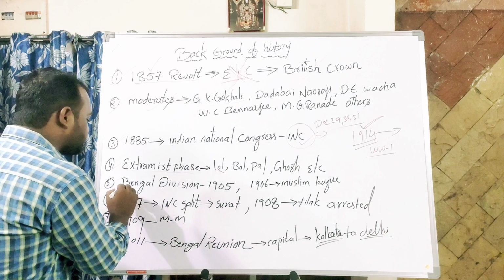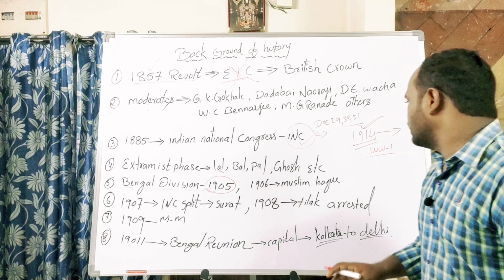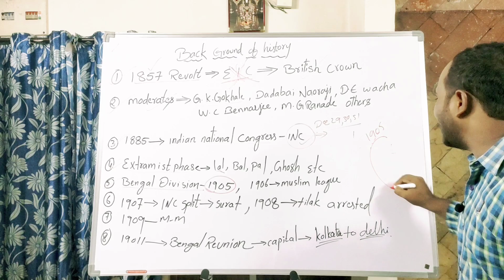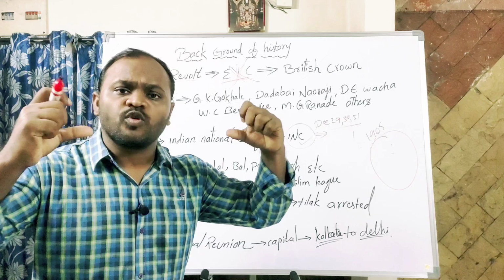Next, something happened in India which is very important for our freedom fight. That is the Bengal Division in the year 1905. What is this Bengal Division? Before 1905, Bengal was one province, the largest province in India, where Hindu-Muslim unity was very, very strong. Even in history, major movements and revolutionary changes begin from Bengal.